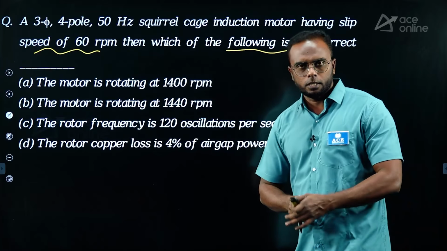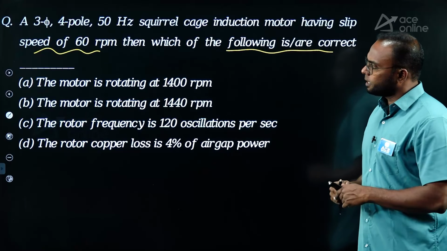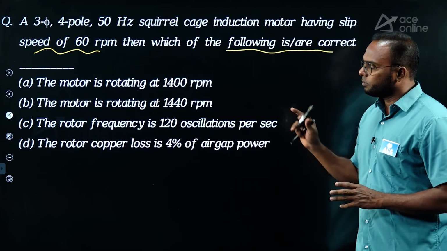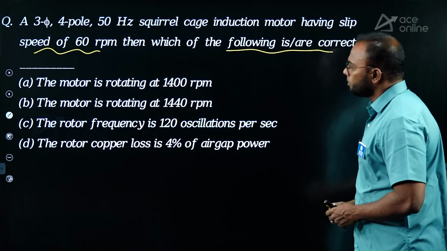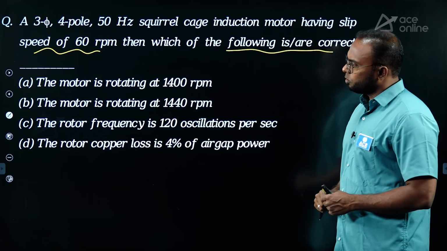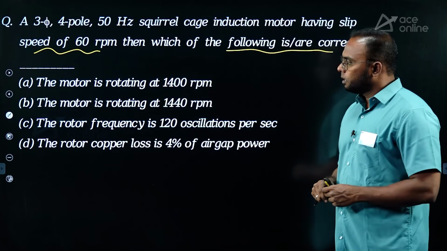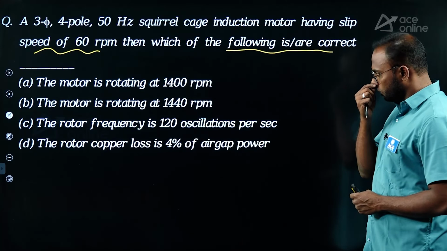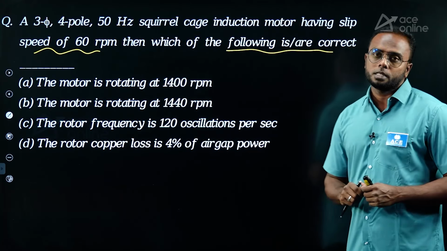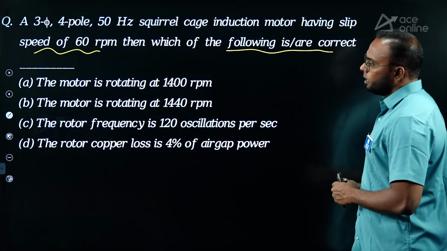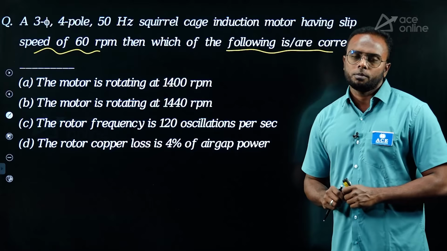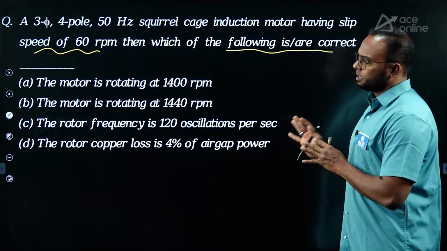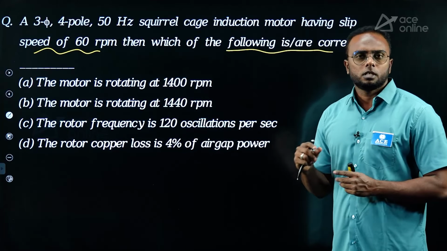First, read the statements on your own and try to guess which are correct. First one, the motor is rotating at 1400 rpm. Second, the motor is rotating at 1440 rpm. Third, the rotor frequency is 120 oscillations per second. And fourth, the rotor copper loss is 4% of air gap power. So with the given data, some options are there. Now, which are correct out of this?